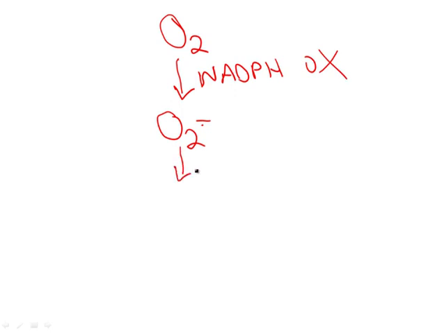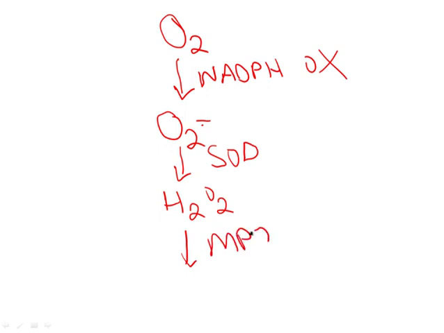Very quickly, in an almost instantaneous reaction, superoxide will be taken by superoxide dismutase, which is an enzyme that we've already covered, and superoxide dismutase will convert this superoxide into hydrogen peroxide. And then hydrogen peroxide will be grabbed by myeloperoxidase, MPO, and will be converted to bleach, which is basically HOCl. And HOCl is the key molecule that is then going to destroy the organism.